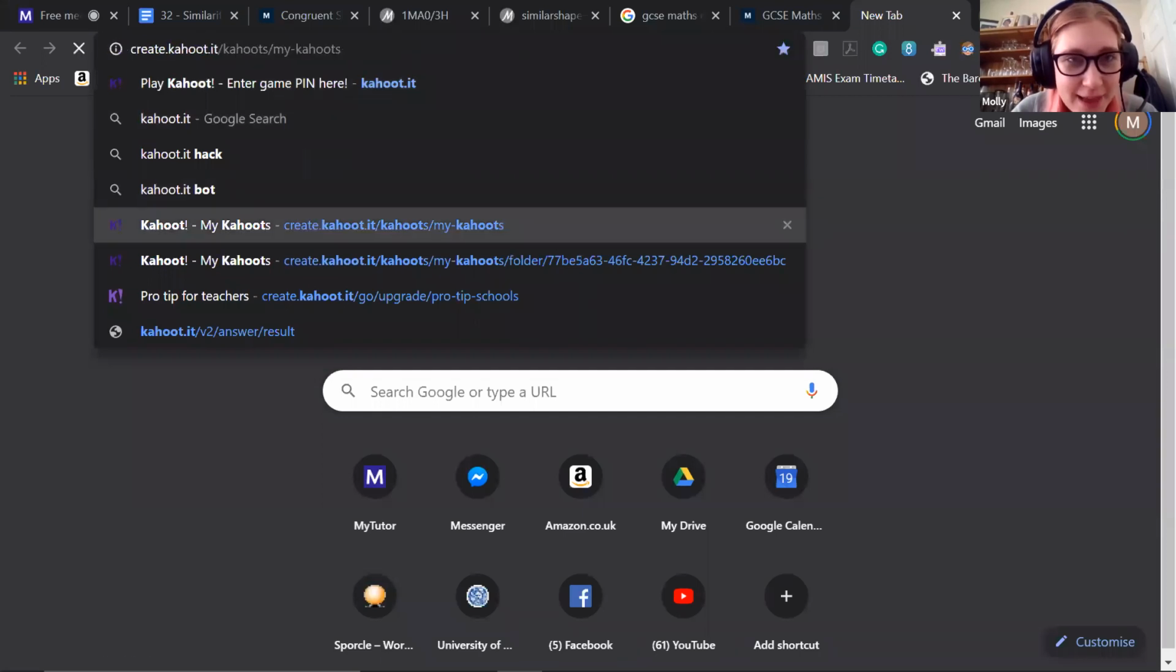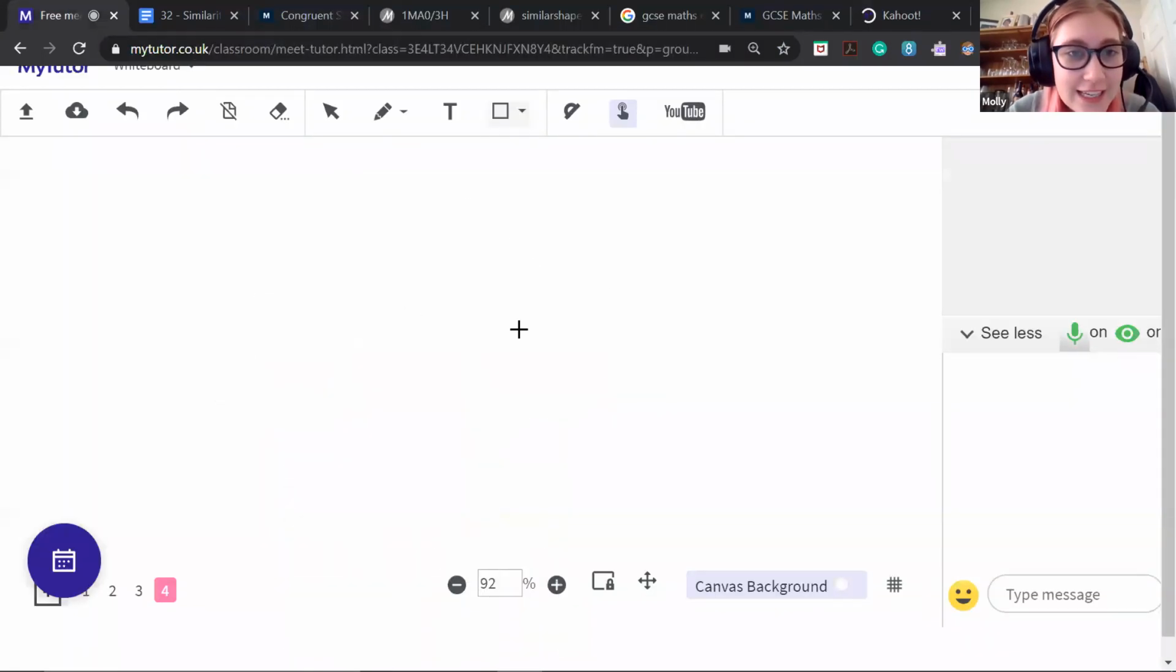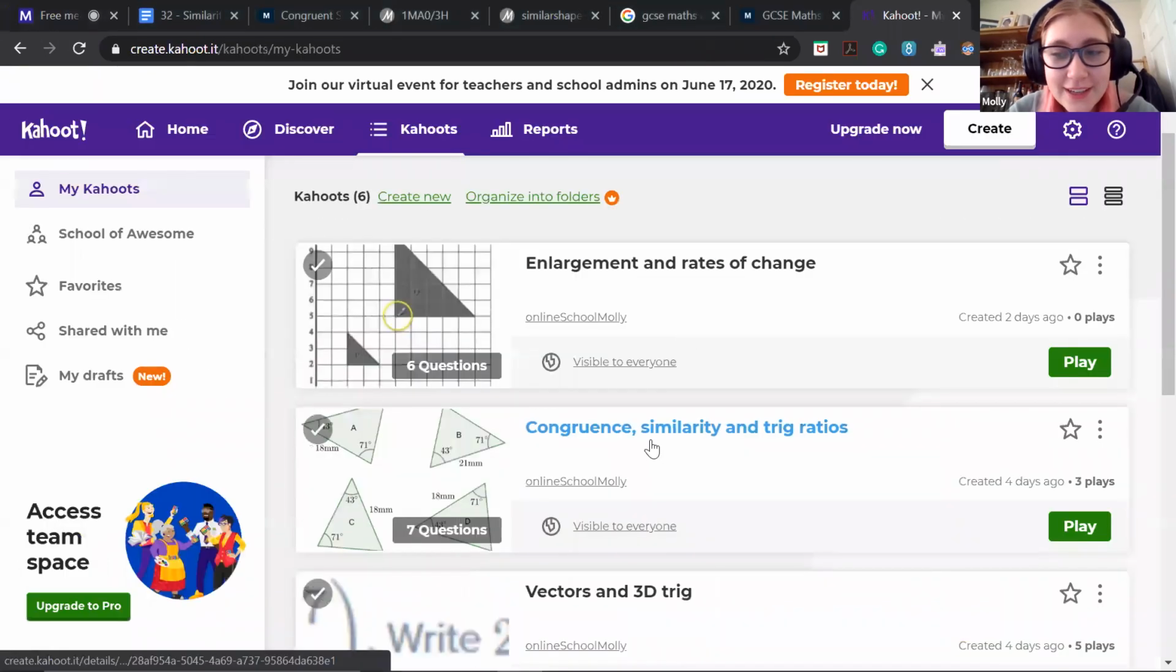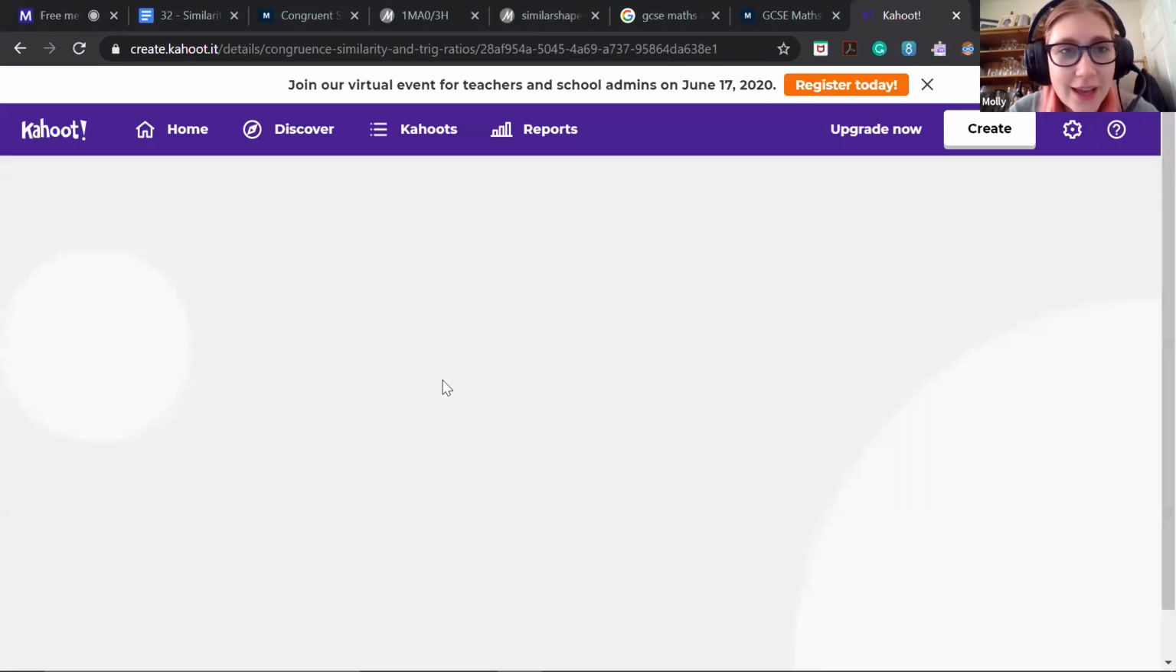I still think that the easiest way to do it, and how I did it, was to remember it this way with the root 0 up to root 4 for each of them. And the more you practice it and use it, the more you get used to it. So let's have another go at this again, shall we?